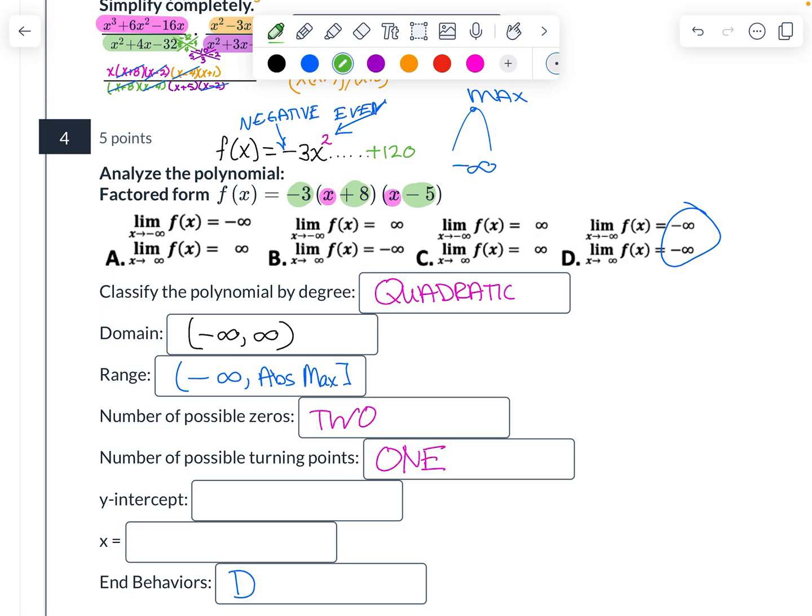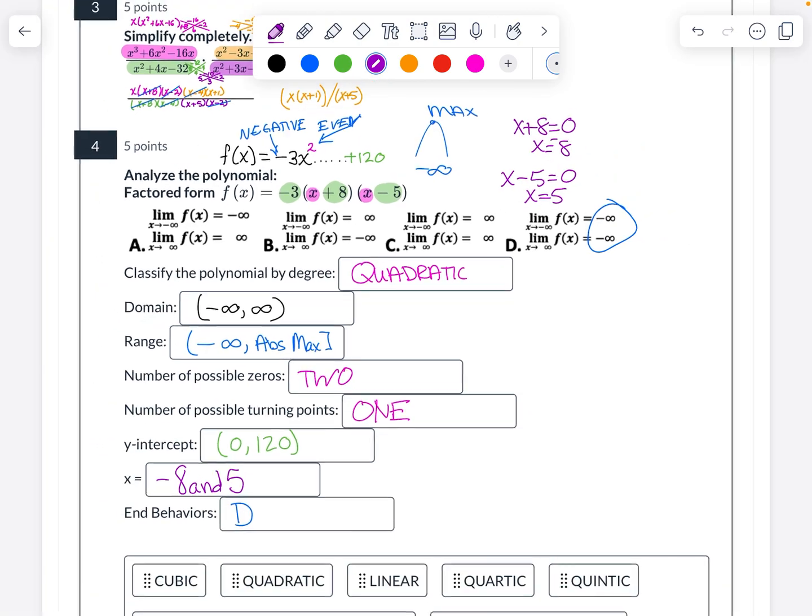The y-intercept is 0, 120, and the x-intercepts, if I take x plus 8 and set it equal to 0, I get x equals negative 8. And if I take x minus 5 and set it equal to 0, I get x equals 5. So I have negative 8 and 5. No spaces, no commas.